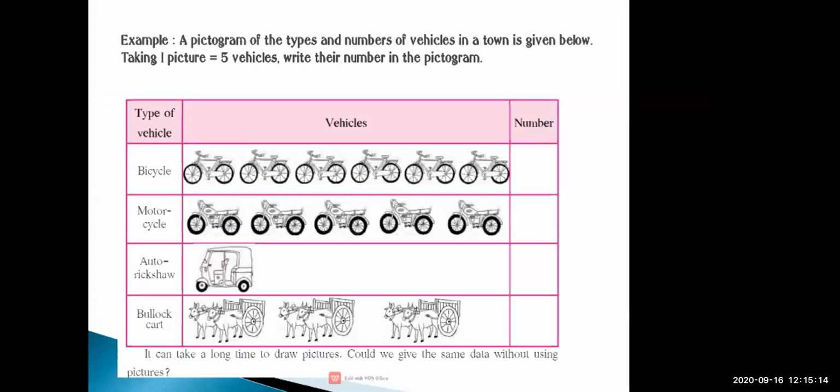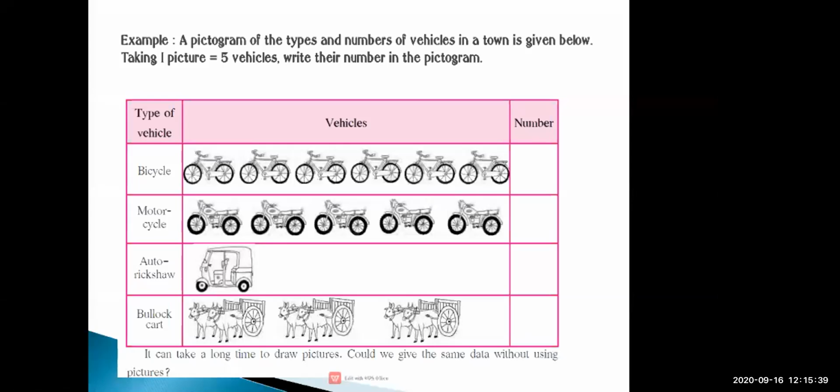So here we have to write the numbers in the pictograph. The first type of vehicle is bicycle, then motorcycle, then auto rickshaw, then bullock cart. In the question it is given that one picture is how many vehicles? It is 5 vehicles. So we can count one picture as 5. Now here there are bicycles. How many bicycles are there?